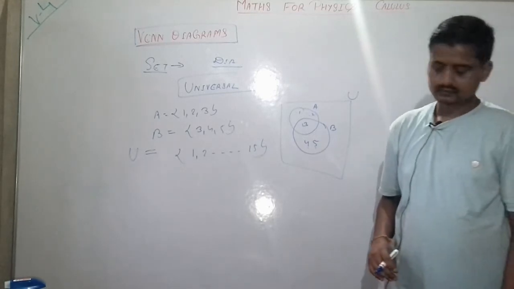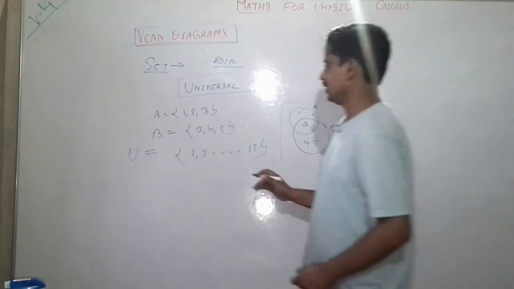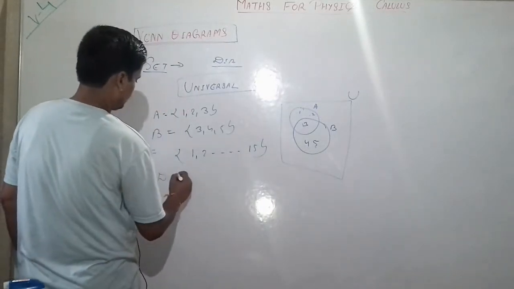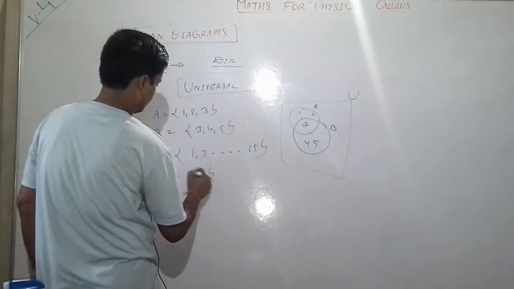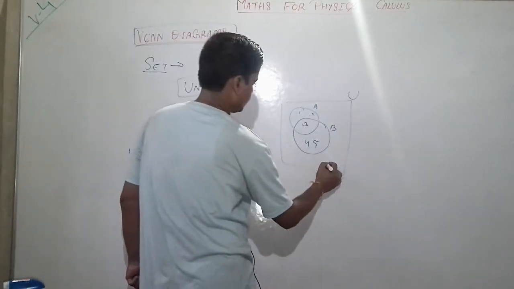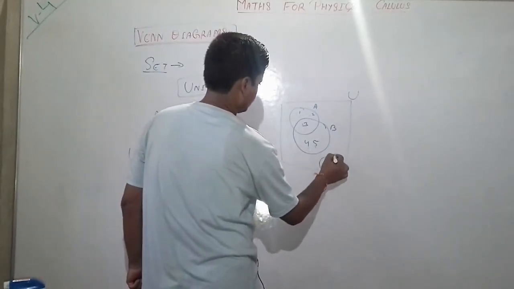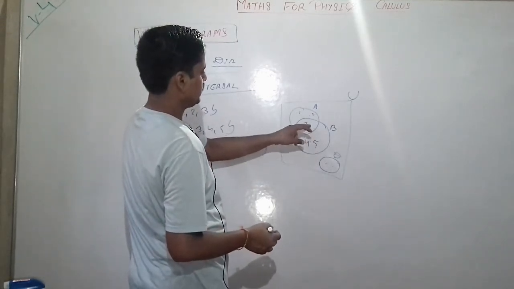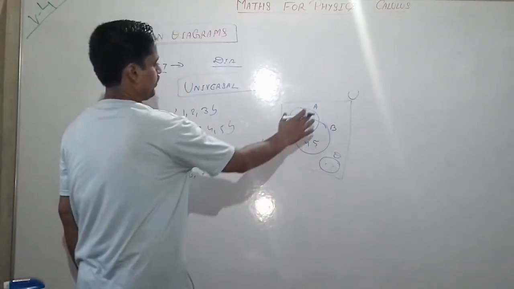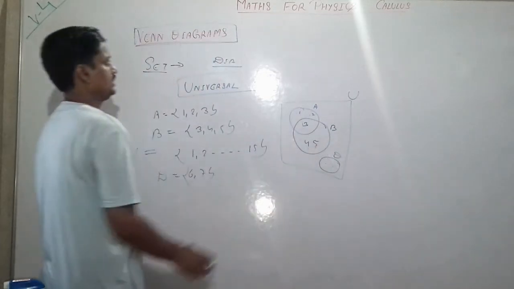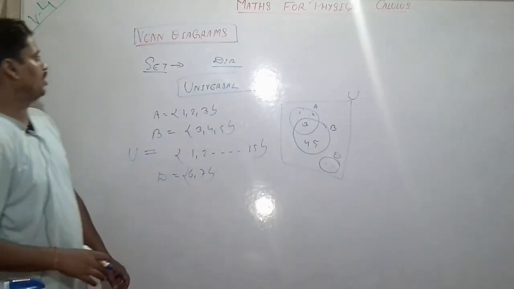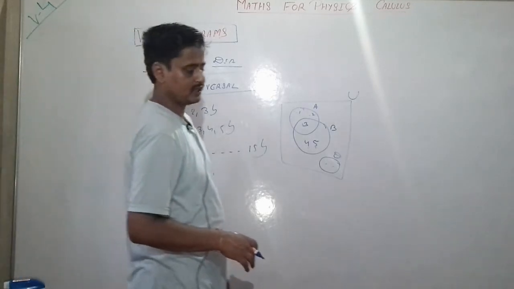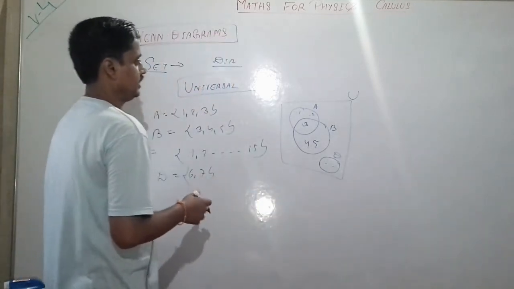And suppose there is another set D, which is 6 and 7. So here 6 and 7, this is D. This D is separate from A and B. So this is the example of Venn diagram. It is a simple technique to establish a connection between different kind of set.